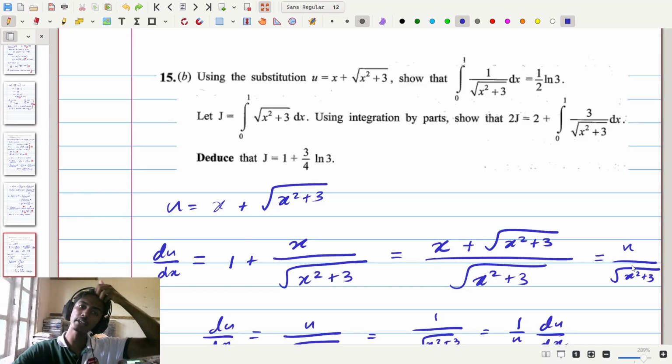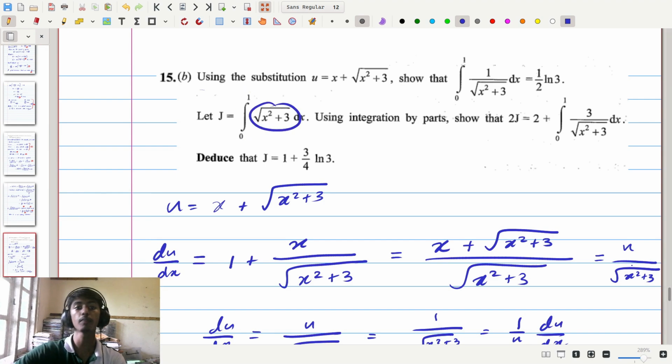Moving on to the second part, it says, let j be equal to the integral from 0 up to 1 of the square root of x squared plus 3 dx, and it asks us to use integration by parts to show that 2 times j is equal to 2 plus the integral from 0 up to 1 of 3 over the square root of x squared plus 3 dx. Now in this question, what we have to do is to convert this function into the form u times v prime, where u is one function and v prime is the derivative of another function v.